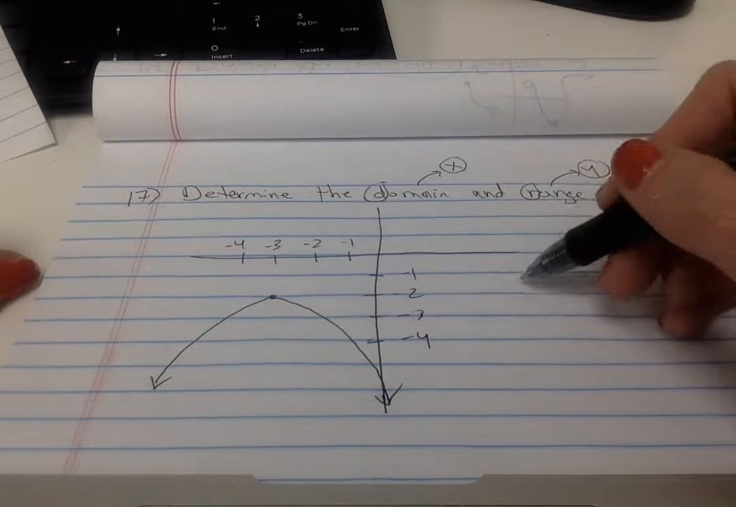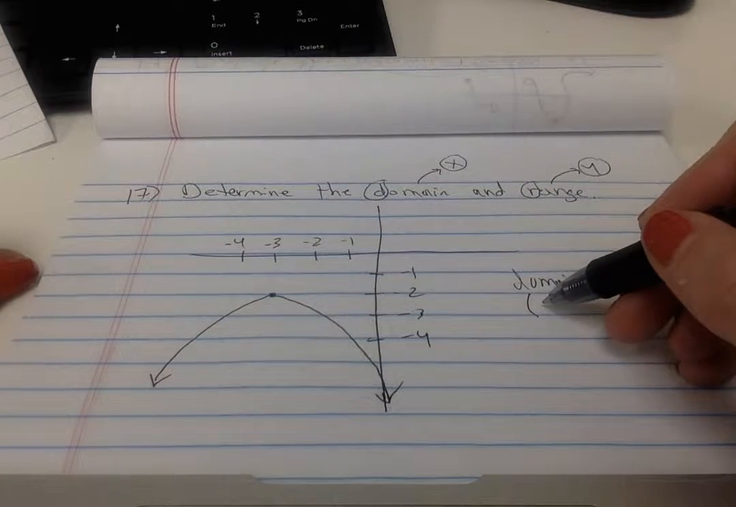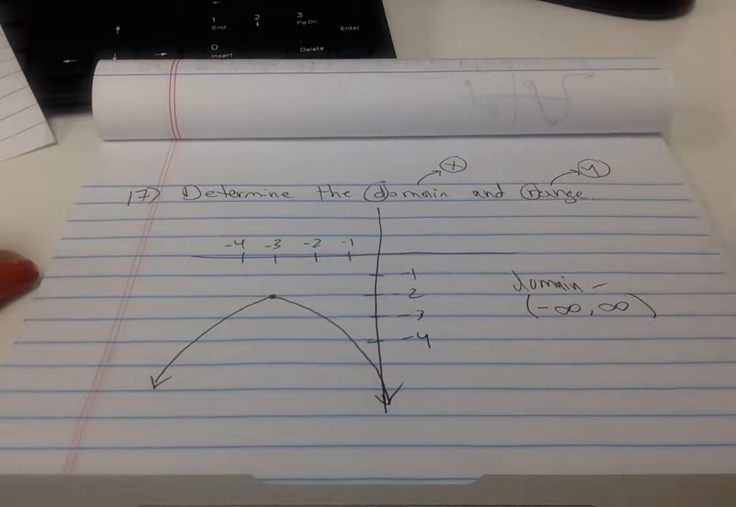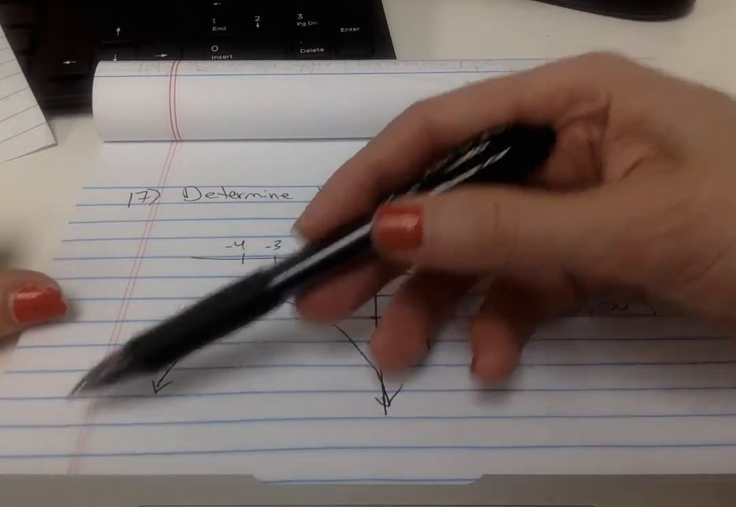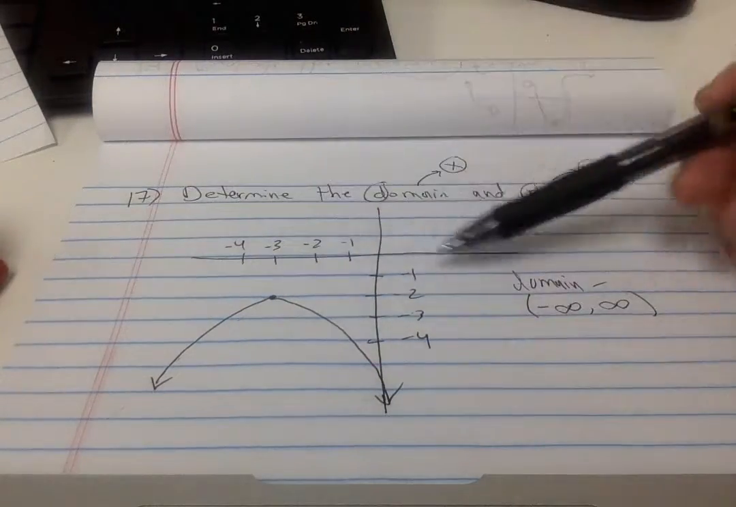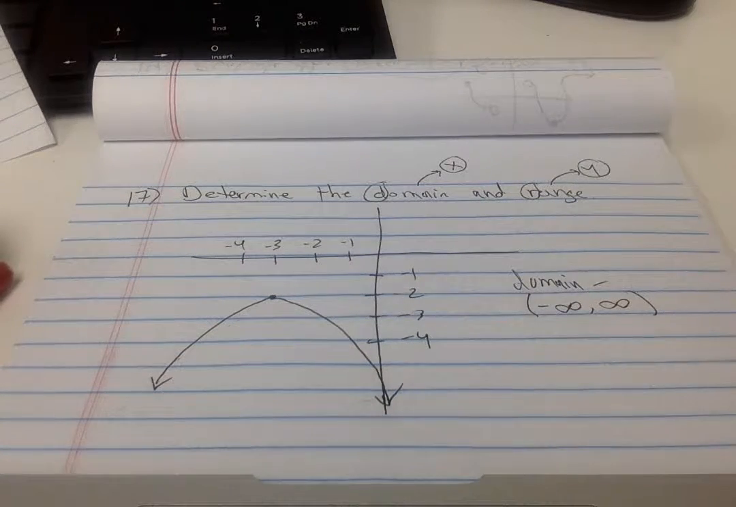So for the domain, I'm afraid we're going to have to say it's everything. It's negative infinity to positive infinity, right? Because it could use any of these x values. If it keeps going like this, eventually it'll get down to negative 1,000,000, 1,000,000,000, 1,000,000,000,000, right? And if it keeps going down this way, eventually it'll get to positive infinity. It'll go to giant, giant numbers.